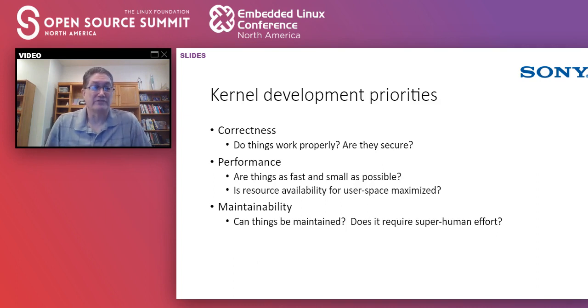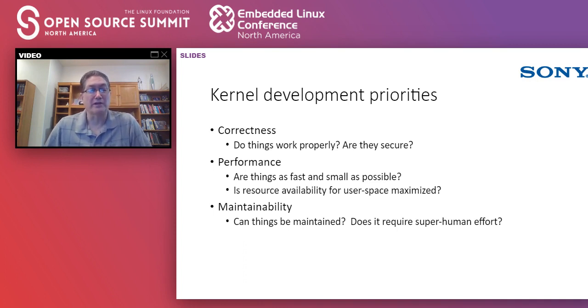So it's very, very important. Linux is used in a lot of places. It's super important that it's correct. That's kind of obvious. That consists of do things work properly, and also security, which I would say falls under correctness. Is it resistant to attacks and that type of thing? Then after that, the next priority is performance. Of course, the kernel developers want things to be as fast and as small as possible. And the kernel developers want as much of the resources of the compute environment available for user space. So that's really important.